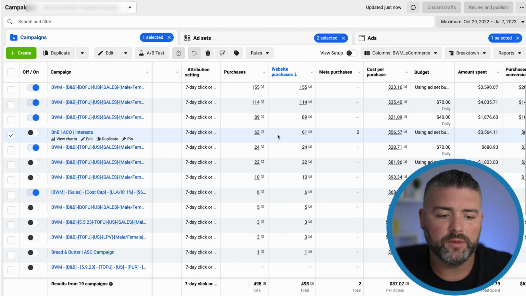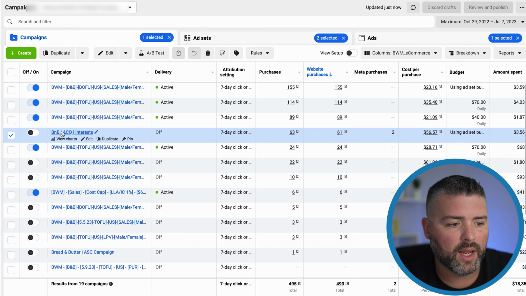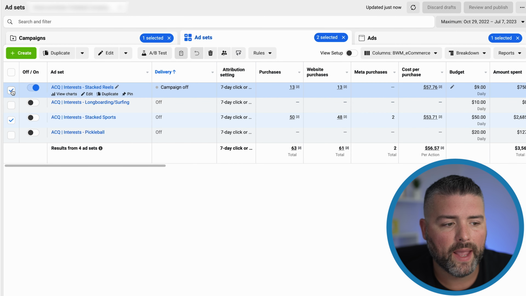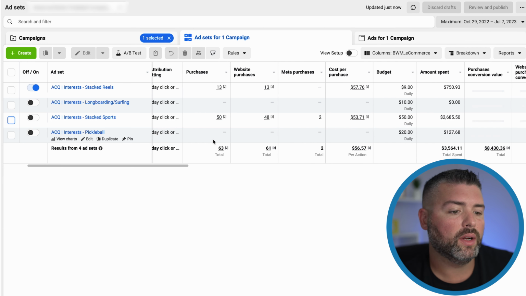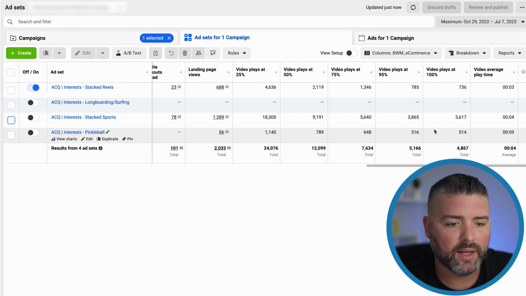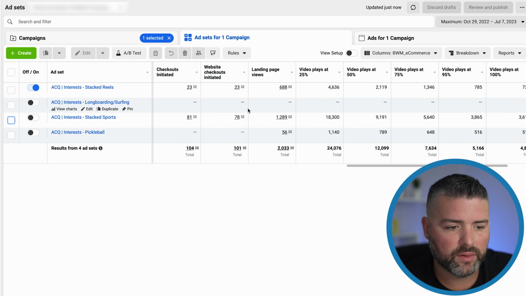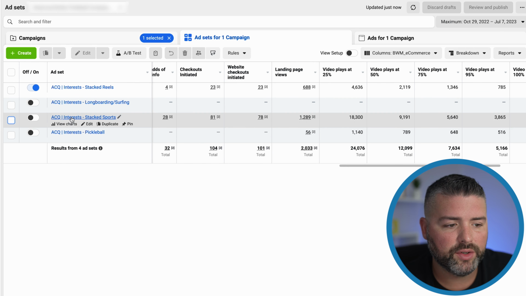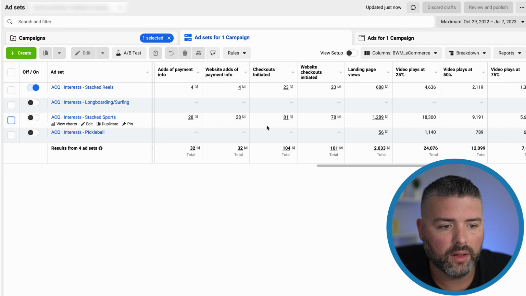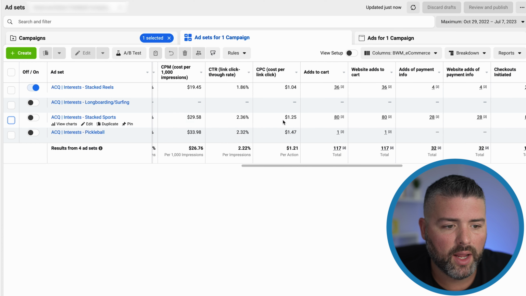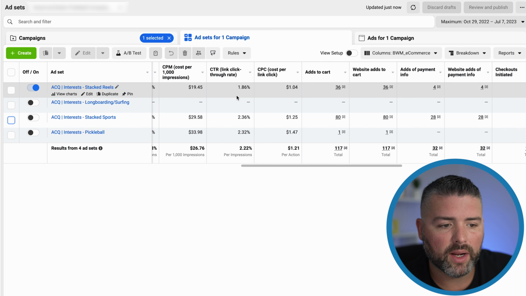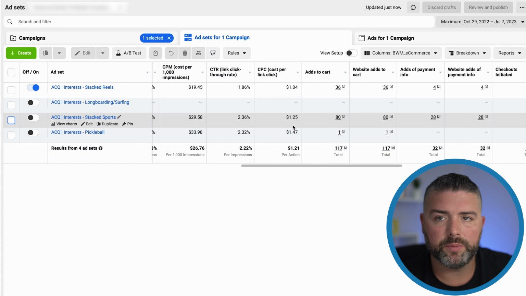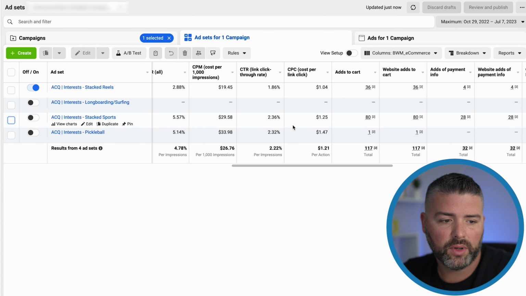So those are our columns, because I can quickly then say, all right, we're going to go into this ad account or campaign. We're going to look at these ad sets. I can scroll over and say, okay, video views, nothing really there. Landing pages, longboarding and surfing interest is not good at all. Checkout initiates, stacked sports and stacked reels are the two winners. Checkouts initiated. And then I can continue to go over to determine my click-through rate, my CPM, and my cost per click. So those are going to be the first things I'm going to look at.